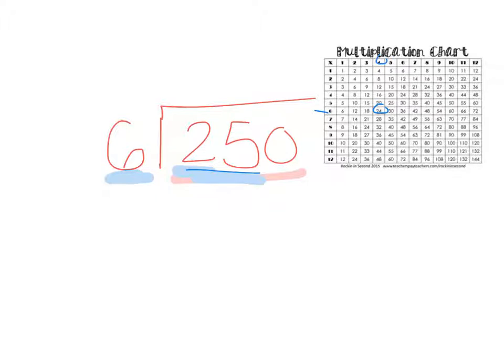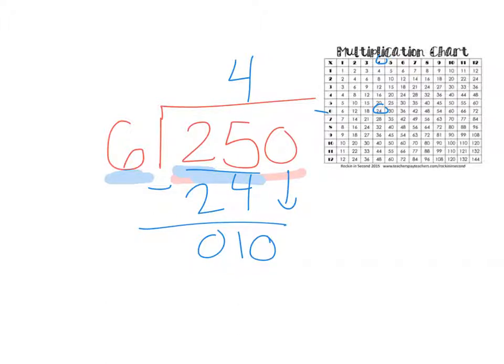So we know that 25 can be divided into 4 groups of 6, and that is going to give us 24 because we are multiplying 4 times 6, which gives us 24. Now the next step is to subtract. 25 minus 24 is 1. Now, can we make 6 groups with only 1? No. So we need to bring down this 0.